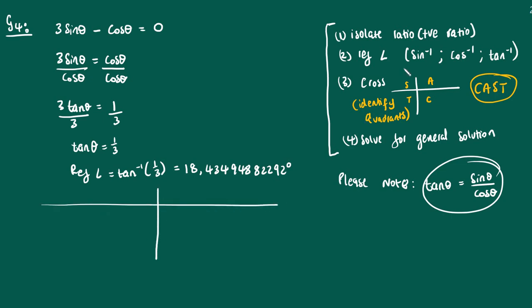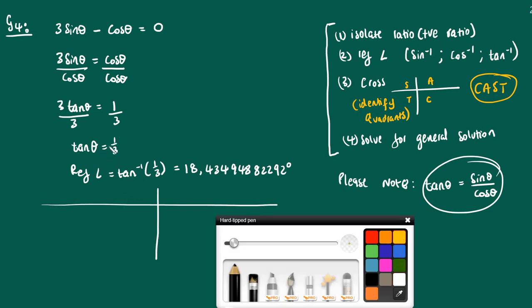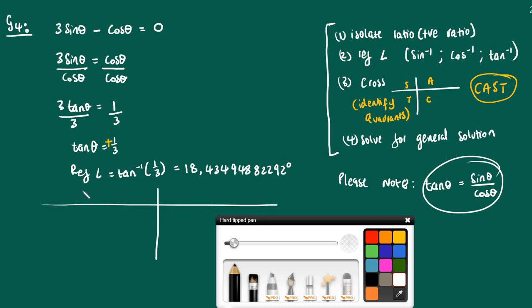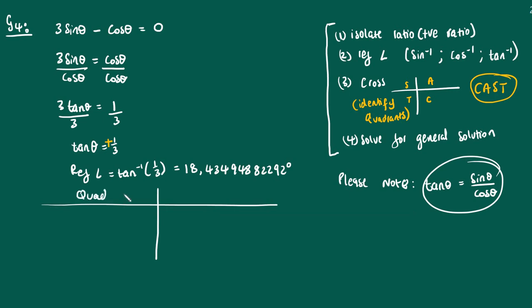Now on your cross, you identify the quadrants. This number here is positive, right? That number there is positive. So you then say, where is tan positive? Remember that tan is positive in quadrant 1, whereby all of them are positive, and then in quadrant 3 in here. So now you take whatever is here, you write it there.